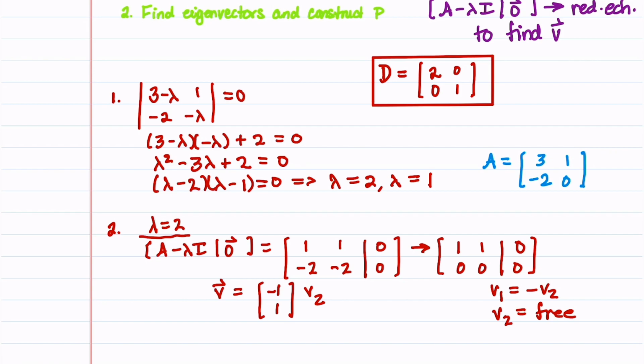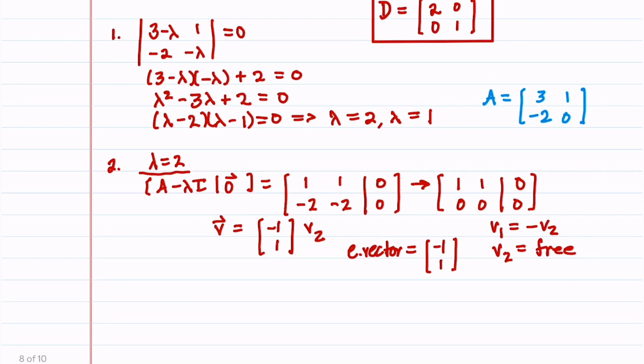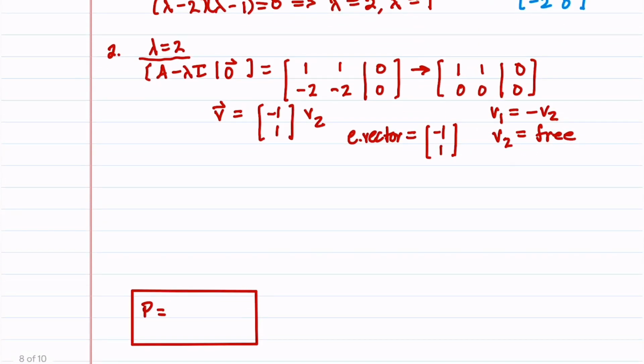And we get to choose a value for V2. I'm just going to choose it equal to 1. So our eigenvector is going to equal minus 1, 1. Let's notice the 2 is in the first column. So let's write down what P is. So our first column is going to contain the eigenvector minus 1, 1.